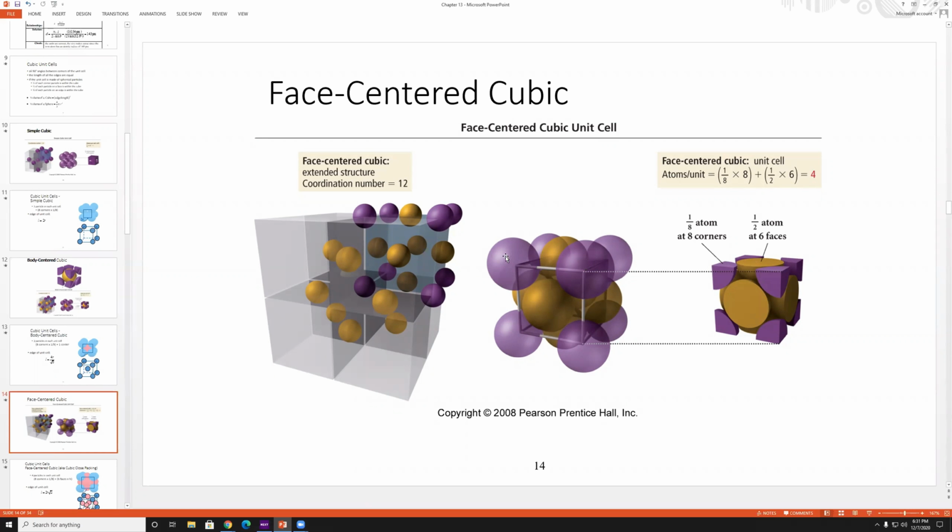Then if we add another one of these next to it in the front, it would have 4 more touching, which make a total of 12. So that's what these coordination numbers mean.